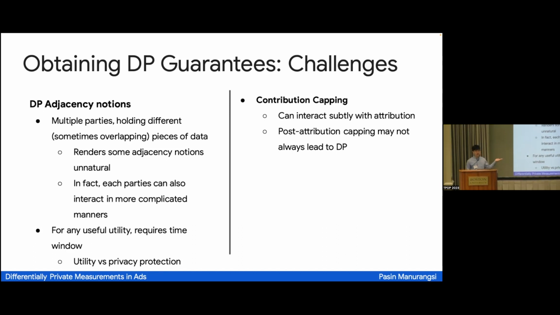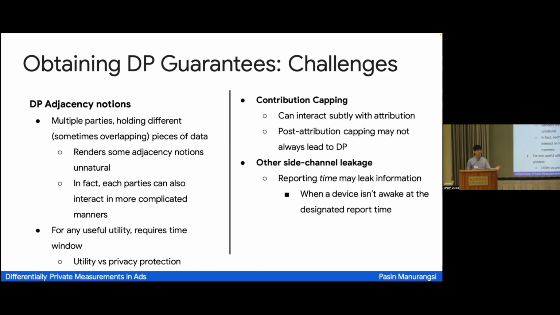Another thing that I didn't talk about at all is side channel leakage. Again, we are talking about real life deployment here, so there could be some other side channel leakage. For example, if your device is turned off during the time that you are supposed to send the report, and it turns back on later and you send the report later, then the time that you send the report could also be leaking some information. So this has to be taken care of as well.